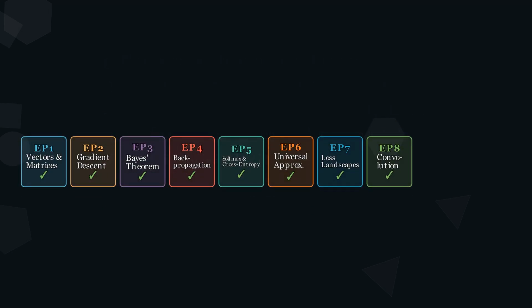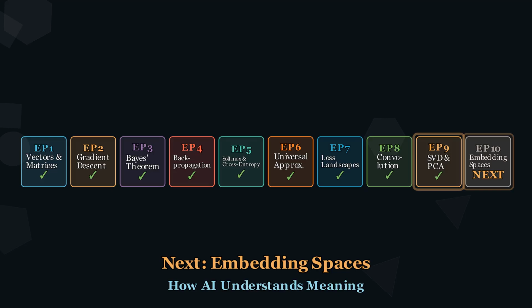9 episodes, from vectors and matrices in episode 1 through gradient descent, Bayes' theorem, backpropagation, softmax, universal approximation, loss landscapes, and convolution, to SVD and PCA in episode 9. Each episode builds on the last. Each concept connects to every other. And next time, we'll discover how AI learns the meaning of words. Embedding spaces.